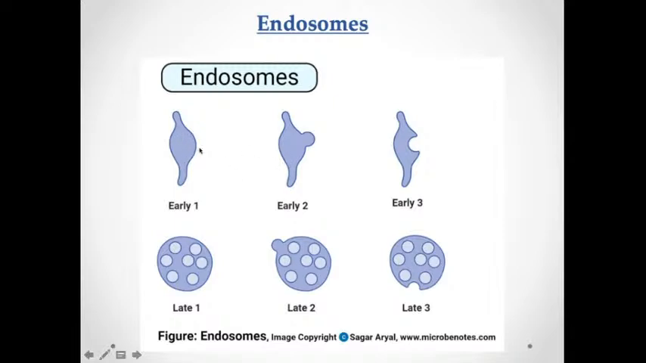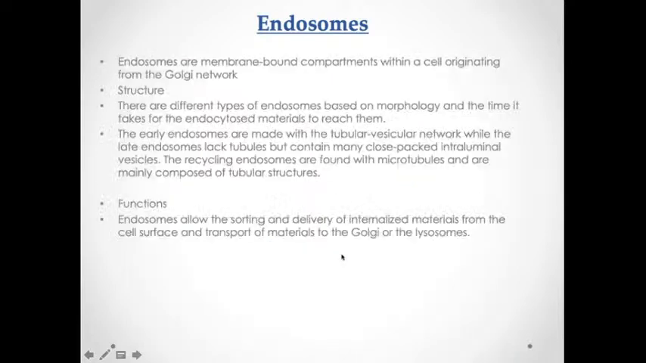So these are your endosome stages. Early stage 1 looks like one, then early stage 2 looks like this, then it's going out. Also in this case late 1, late 2, and then one is fused out. So this is how endosomes work.